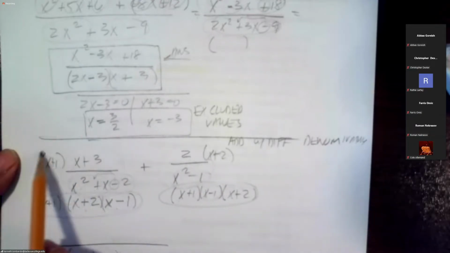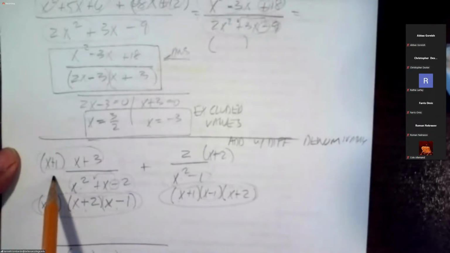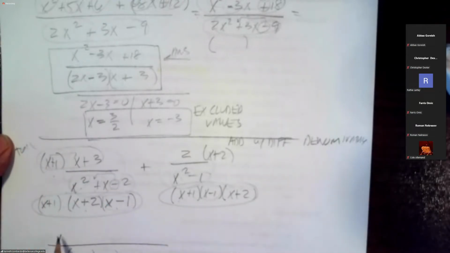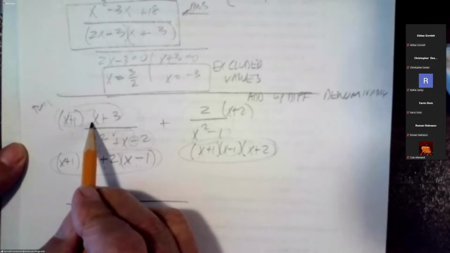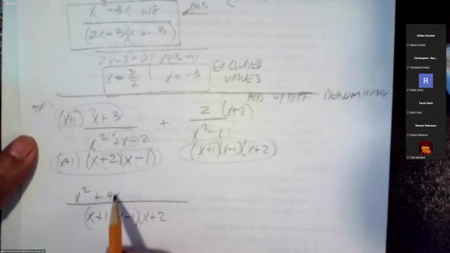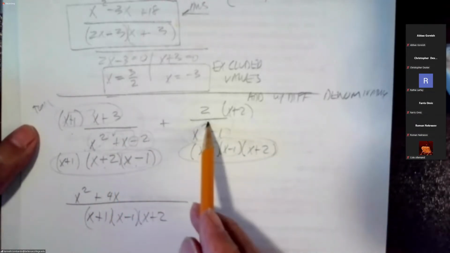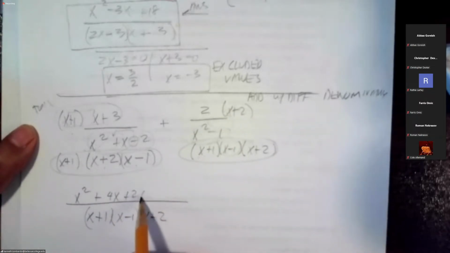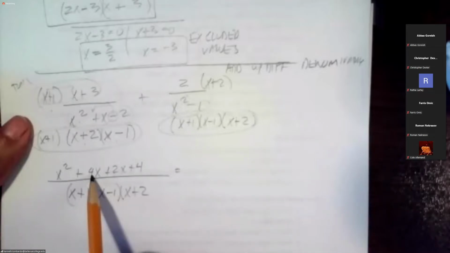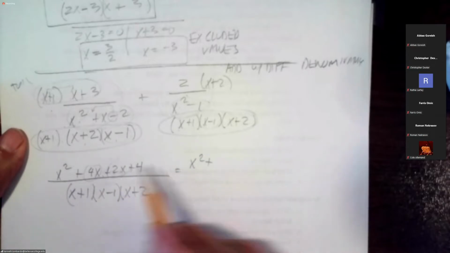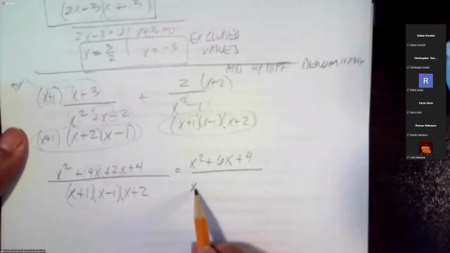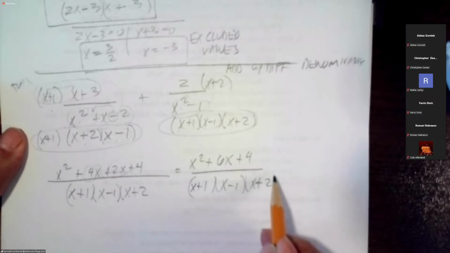let's sum up the numerators. x plus 1 and x plus 3. So if I multiply those by foiling, I'll get x squared plus 3x and 1x. That would be 4x, wouldn't it? And what else do I need to do? This over here, 2x plus 4. Okay, so it looks like I have x squared plus 4x plus 4. If I add 4x and 2x, I get 6x, so x squared plus 6x plus 4 over x plus 1, x minus 1, x plus 2.